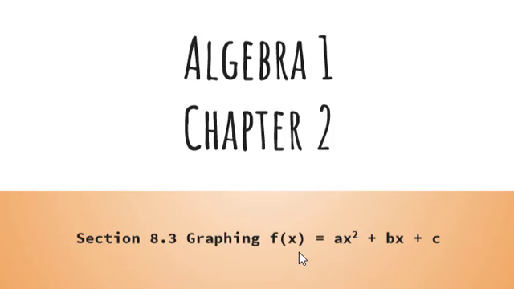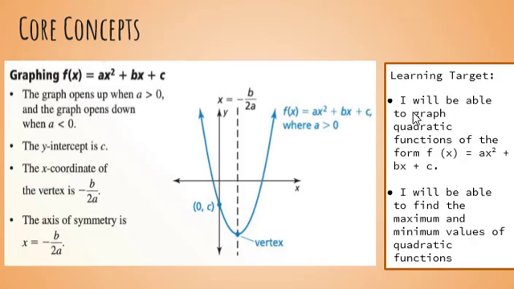Section 8.3 is graphing f of x equals ax squared plus bx plus c. So we're going to look at graphing quadratics in standard form. For your learning targets, you will be able to graph quadratic functions of the form f of x equals ax squared plus bx plus c, and you will be able to find the maximum and minimum values of a quadratic function. So looking at our core concepts, we're looking at the graph of a quadratic in standard form.